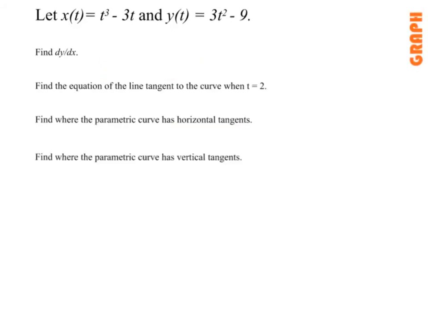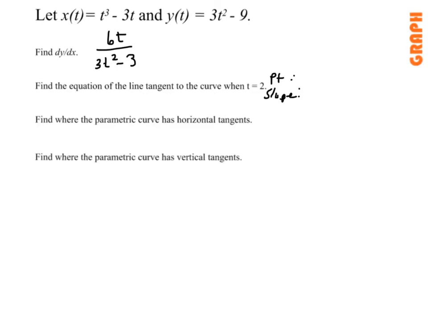So let's look at this one. Okay, finding dy/dx, well, let's start the same way. We're going to do dy/dt, which is just 6t, and we're going to do dx/dt, which is 3t squared minus 3. Now it says find the equation of the line tangent to the curve when t equals 2. All right, well, we need a point and we need a slope. This time we have neither to start with, but it won't be hard to come up with.